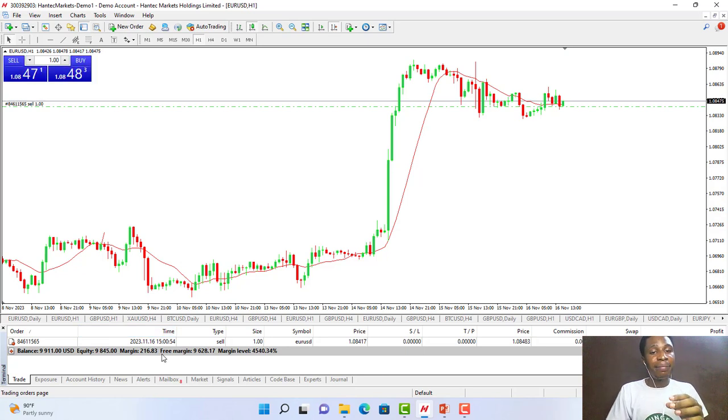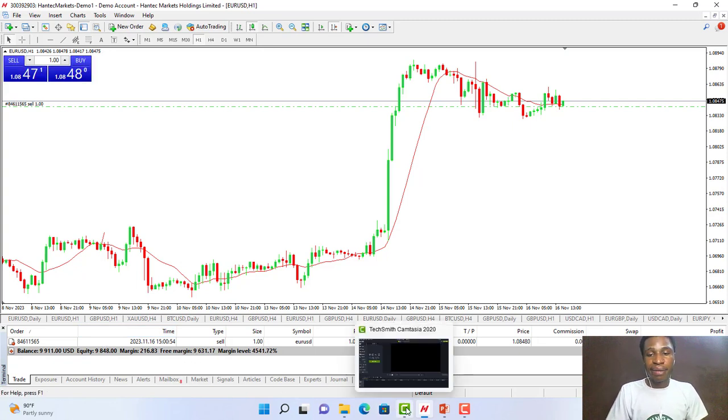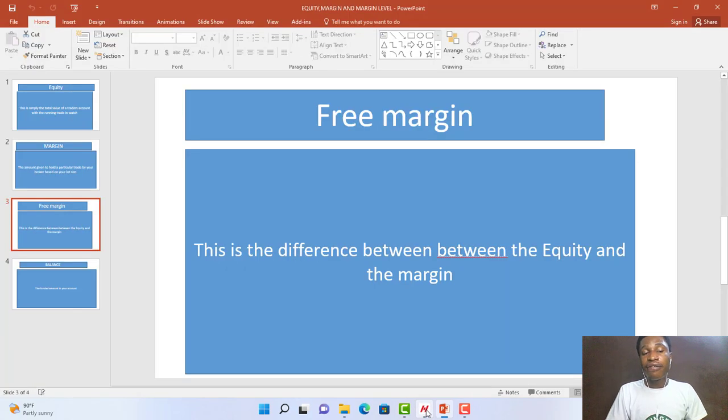Yes, subtract the margin from the equity, you have your what? Free margin. So that's what free margin simply means. Subtract the margin from your equity, you have your free margin. So this is very, very important. It's as simple as that, and it's very, very important in the forex market.